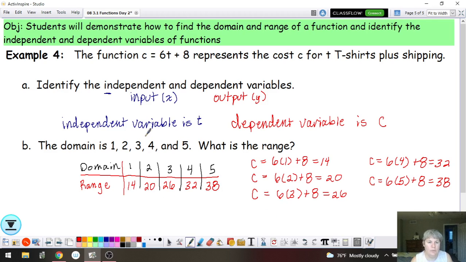So our range, when our domain is 1, 2, 3, 4, and 5, is 14, 20, 26, 32, 38. And that is how we work with independent and dependent variables, which work with our inputs and our outputs.